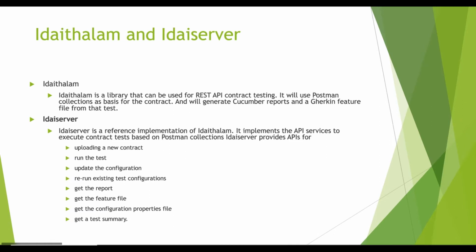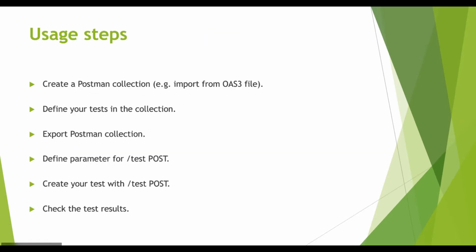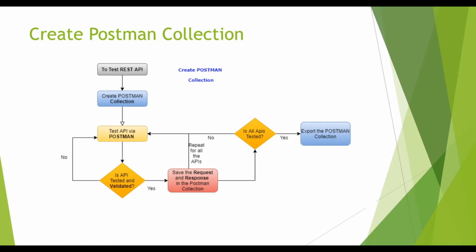Now, let's get into how to run a Postman collection in Idaithalam. Let's go back to the step-by-step process. First, we have to create the Postman collection, define your test, and export the Postman collection. Then define your parameters in the test API in Idaithalam, run the test, and check the results. These are the steps you are going to follow, and let's create the Postman collection.